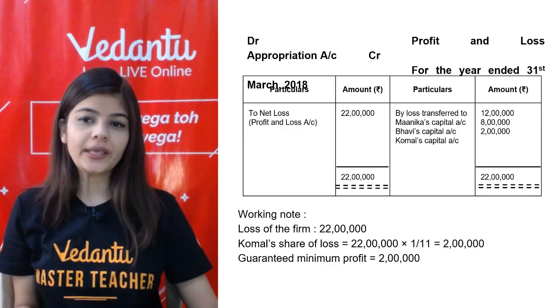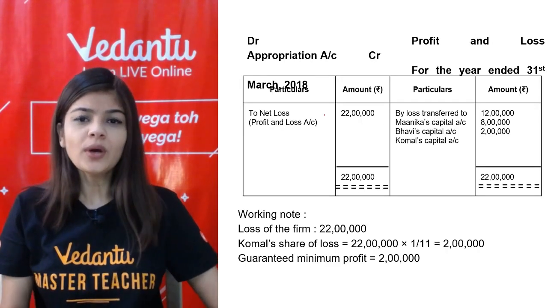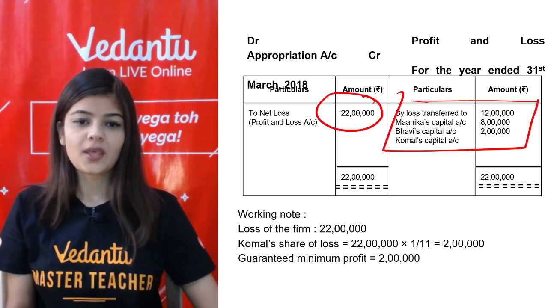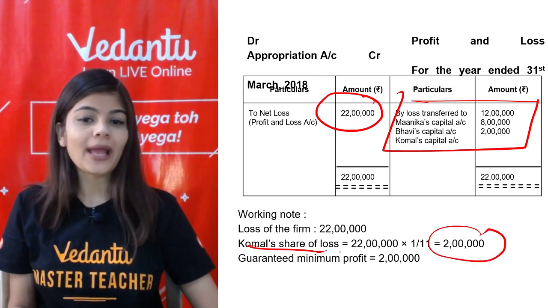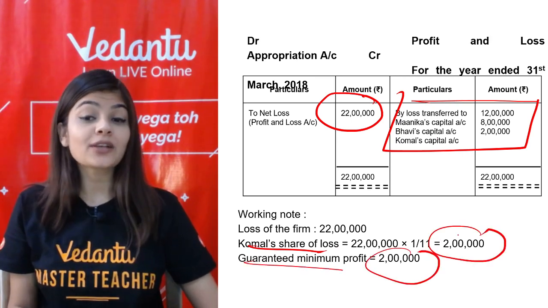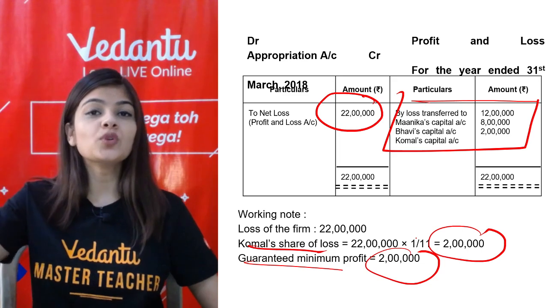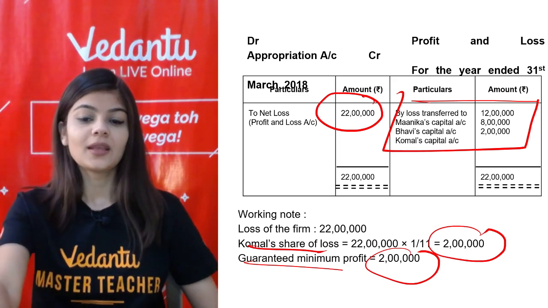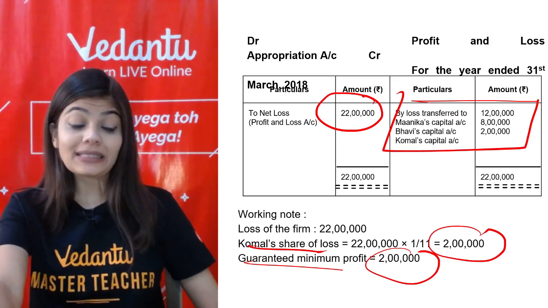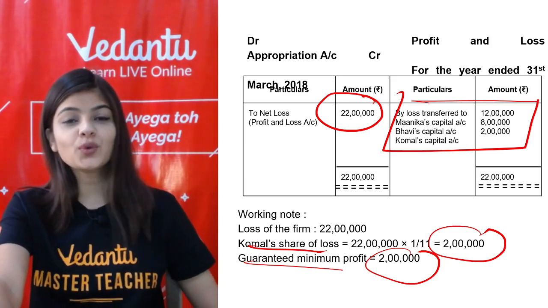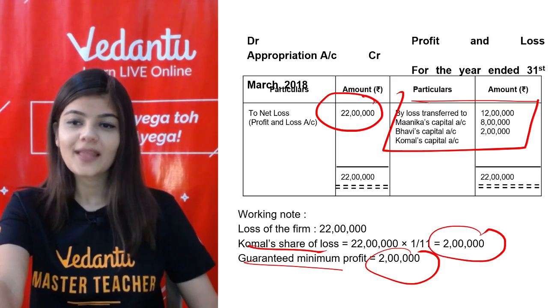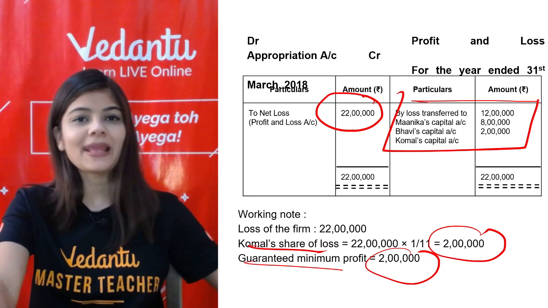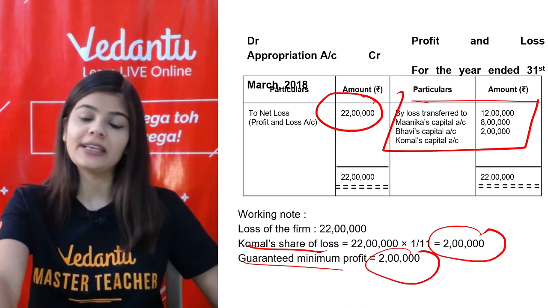So this is your working note, which I have already explained, that the loss is distributed between the partners. So Komal's share of loss is 2 lakh, guaranteed profit is 2 lakh. So now you will pay the total amount 2 lakh plus 2 lakh, 4 lakh. So I hope that this question is clear to everyone. If not, then please let me know in the comments box. I will be explaining it in the next session again if it is not clear to you.